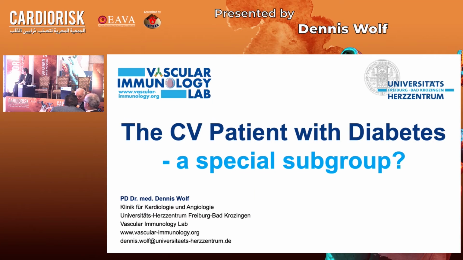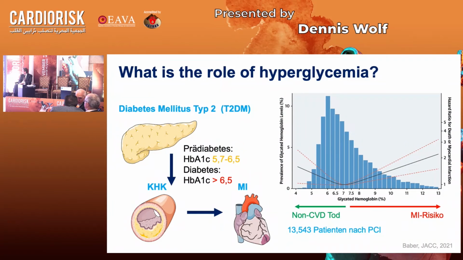Hi everybody, this is Dennis Wolf from the University Heart Center in Freiburg, Germany. Well, a higher HbA1c is associated with increased cardiovascular death, for instance from myocardial infarction, as shown on this slide here. So there is a clear association of increased HbA1c and cardiovascular death. The question, however, is whether the role of HbA1c is causal or is just an association.